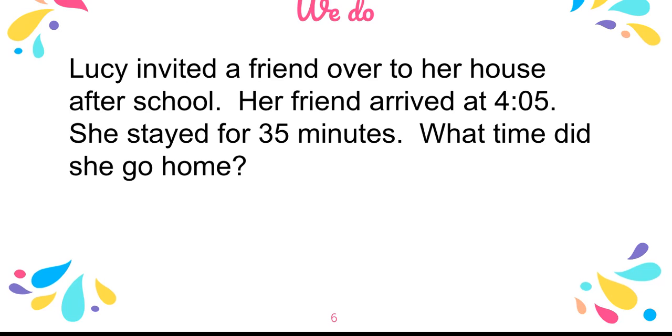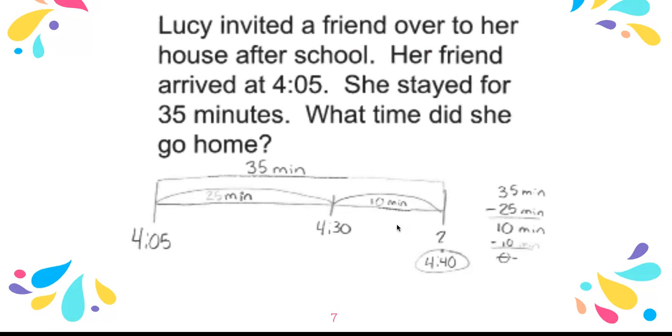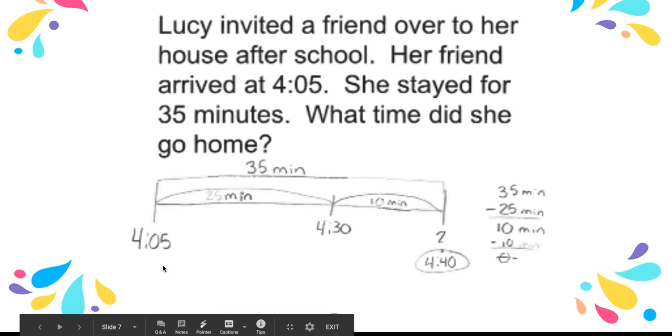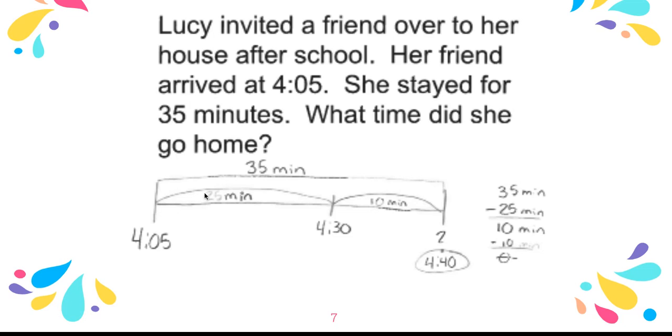All right, hopefully you were able to at least set it up, figure out that she arrived at 4:05, and then we know that she stayed for 35 minutes. Maybe you did an increment of 5 minutes, and it would take you to 4:10. Then you had 30 more minutes. Maybe you jumped by 10, and then another 10, and then another 10. You could have done a different strategy. Here, I started at 4:05, then went 25 minutes. Or you could have done 5 and then 20. That's okay. Whatever you would like to do.